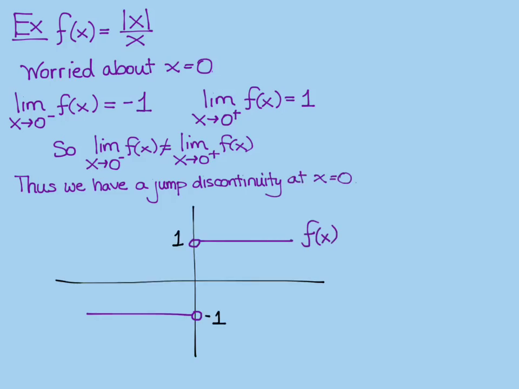Looking at a graph, we see that as we approach 0 from below, we would have to then jump to continue everywhere above 0.